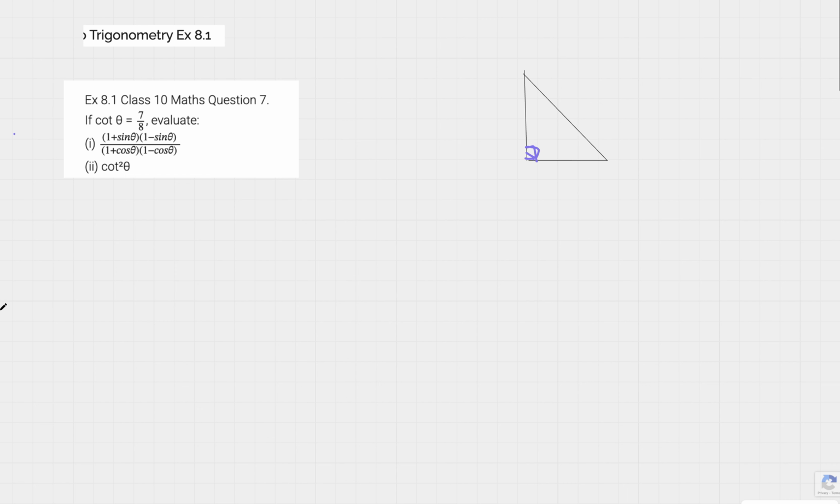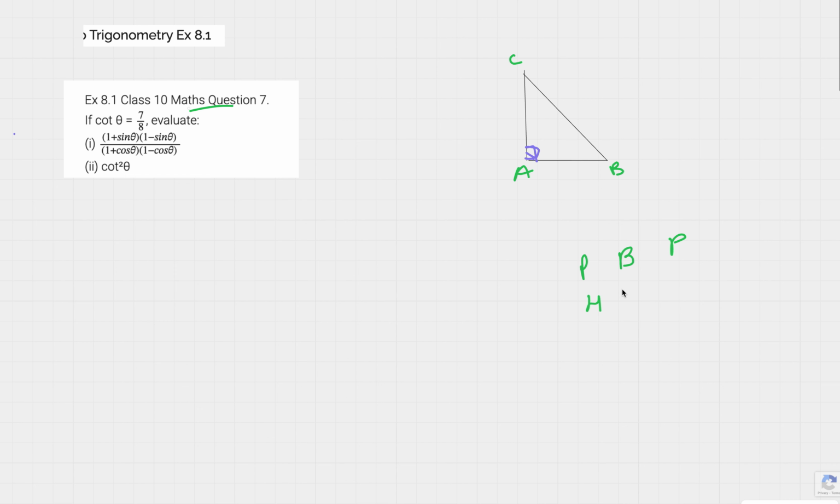Today we are going to continue with questions 7 to 11 for exercise 8.1. Now the question is cot theta equals 7 by 8. So again we have to draw a triangle. Let's consider this is A, this is B, this is C.